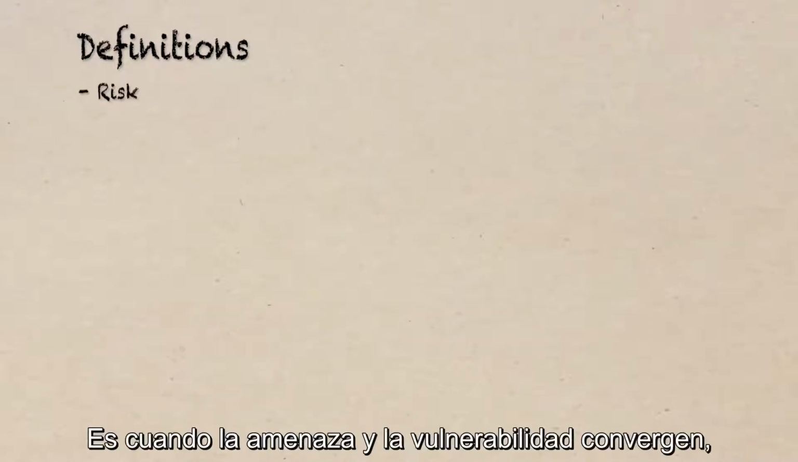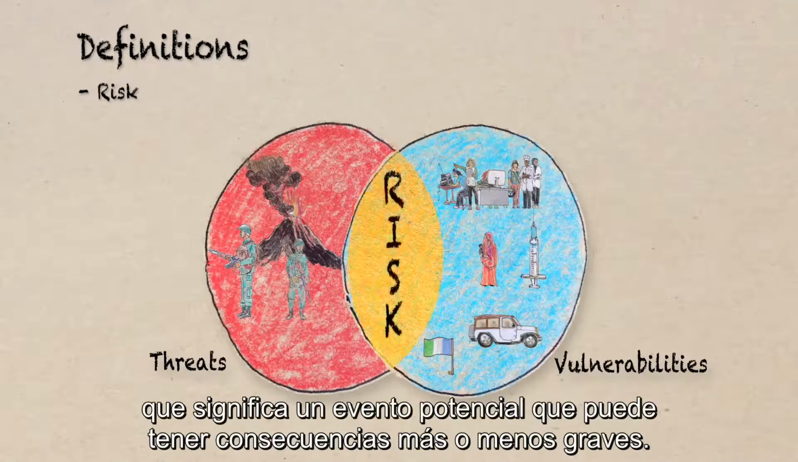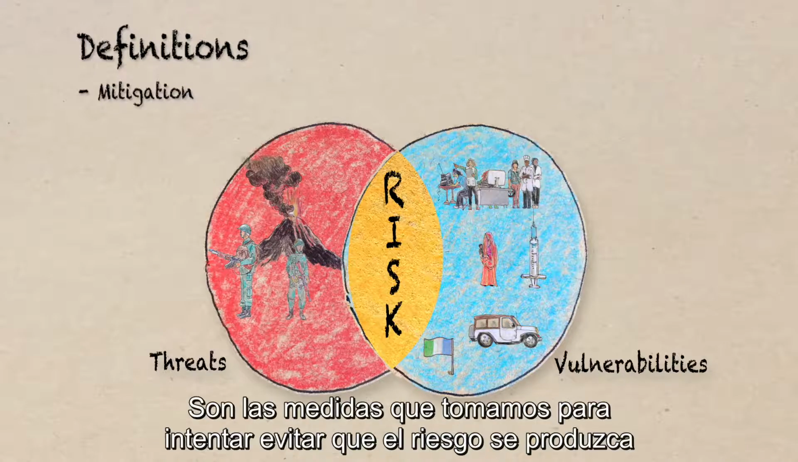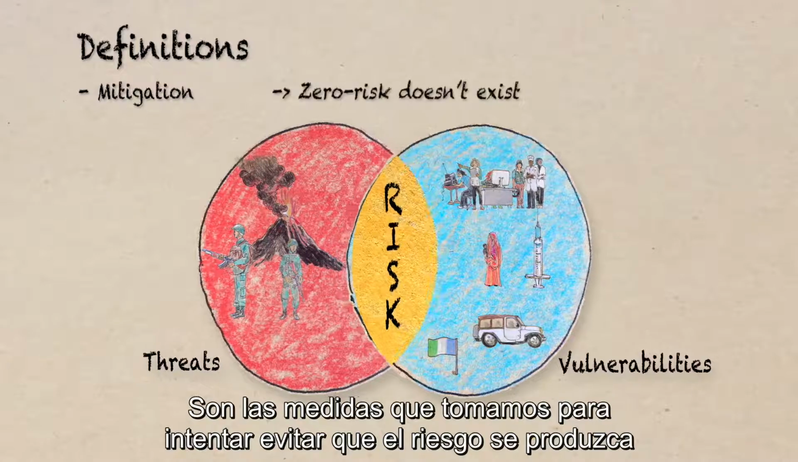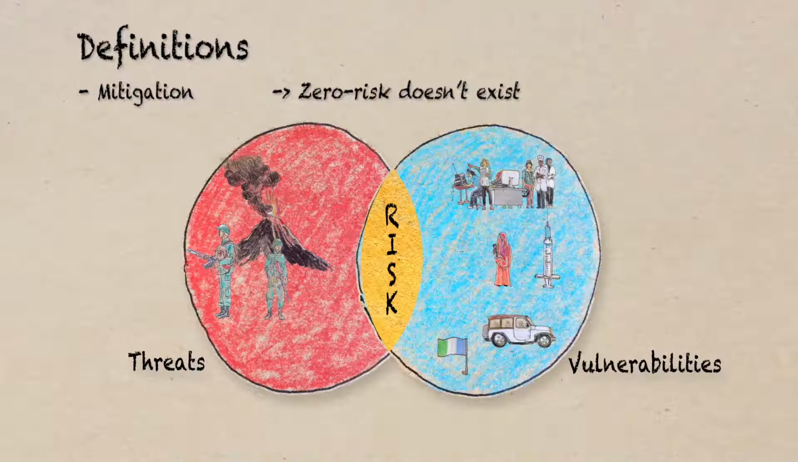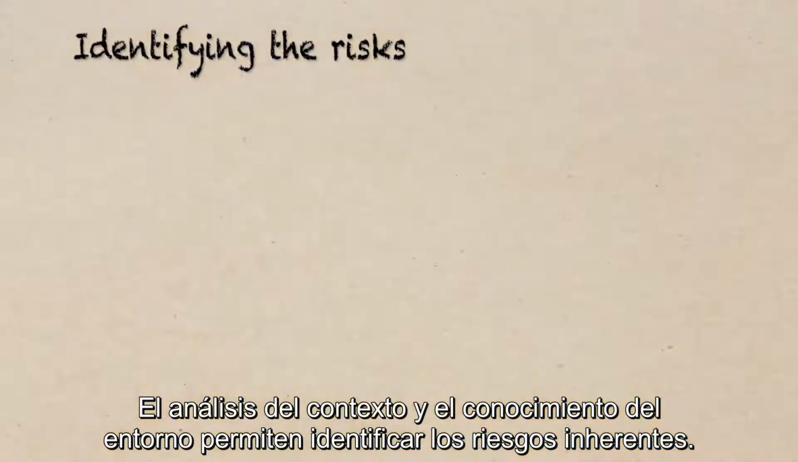Risk. This is when the threat and the vulnerability converge, meaning a potential event that can have more or less serious consequences. Risk mitigation. These are measures we take to try and prevent the risk from occurring or to mitigate its impact if it does. Context analysis and knowing your environment enable you to identify inherent risks.